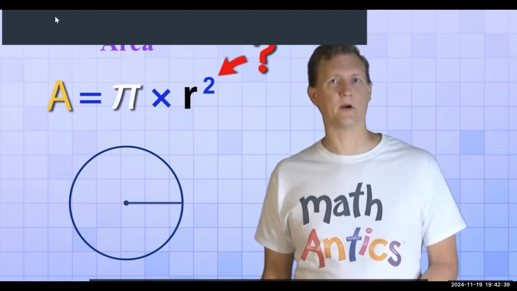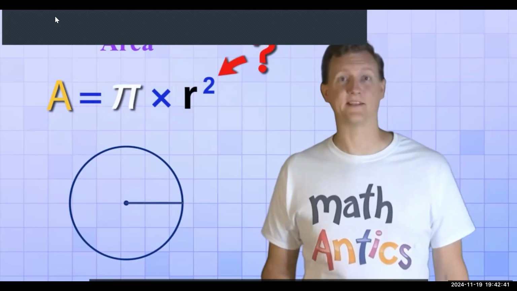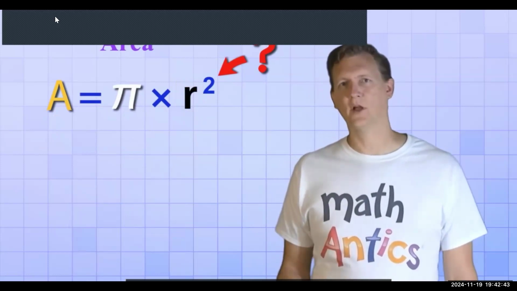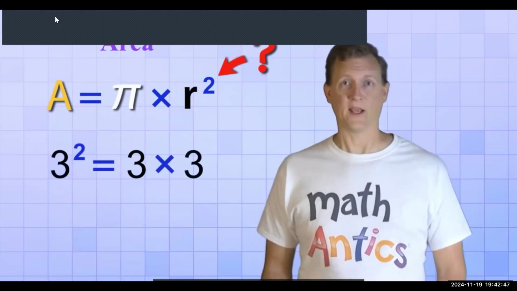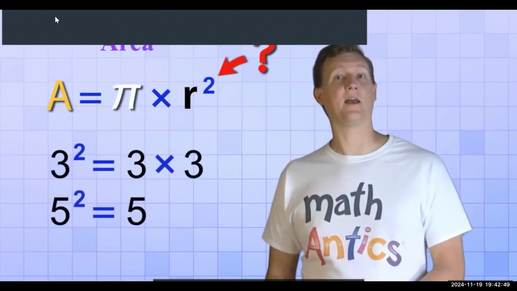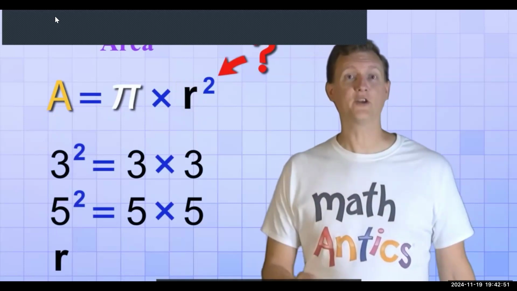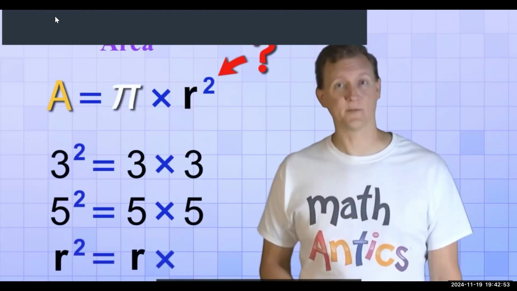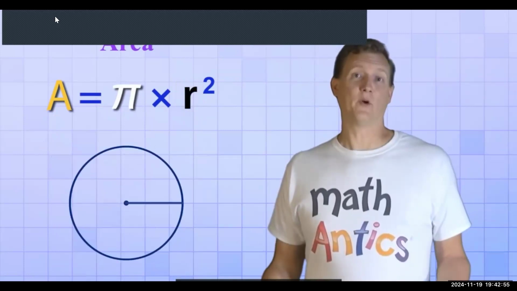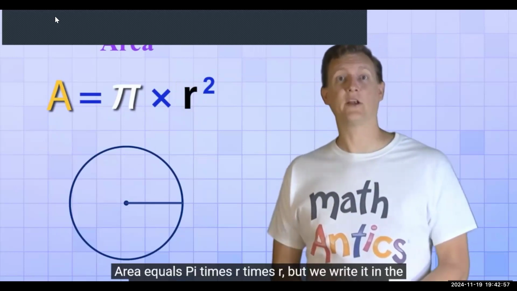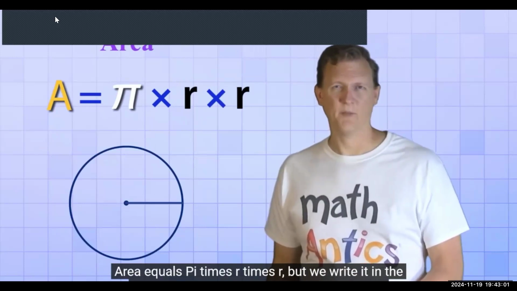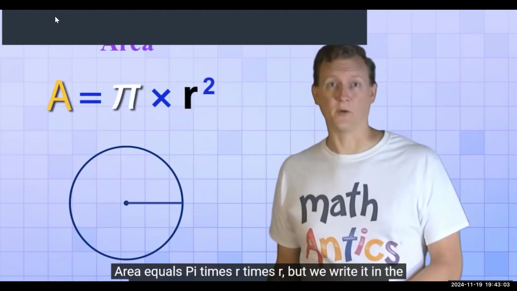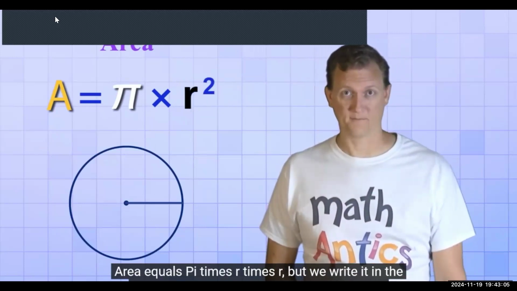Well, squaring a number just means multiplying it by itself. For example, 3 squared just means 3 times 3. And 5 squared just means 5 times 5. And r squared just means r times r. So our formula is really just area equals pi times r times r. But we write it in the r squared form because it's more compact.